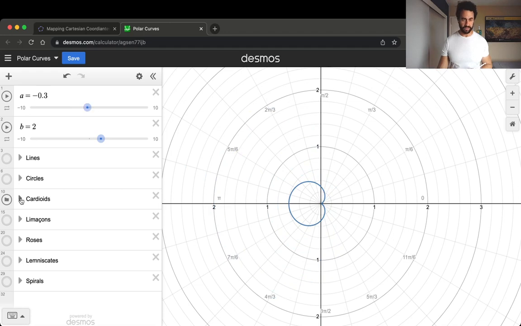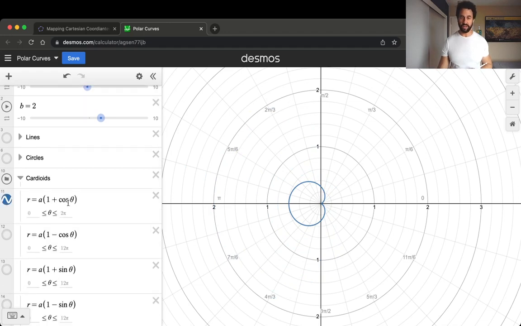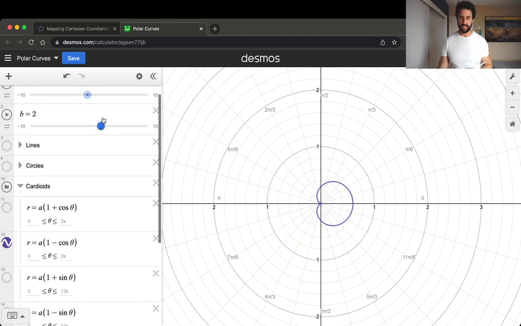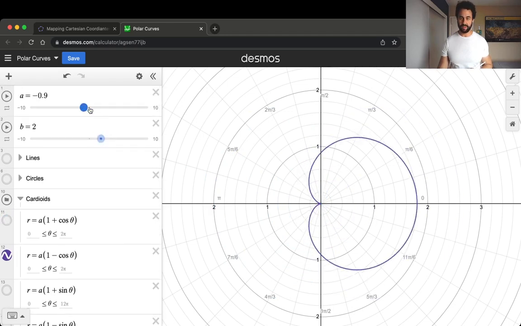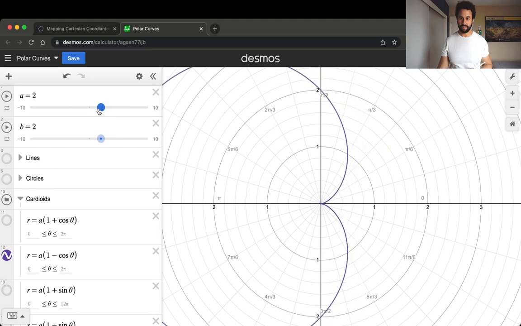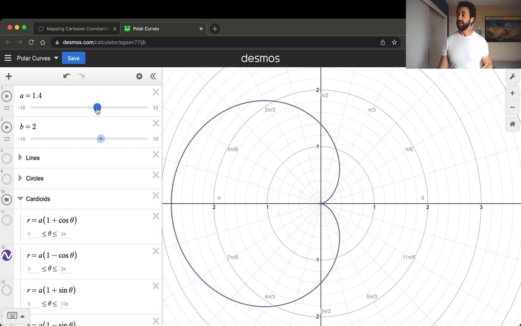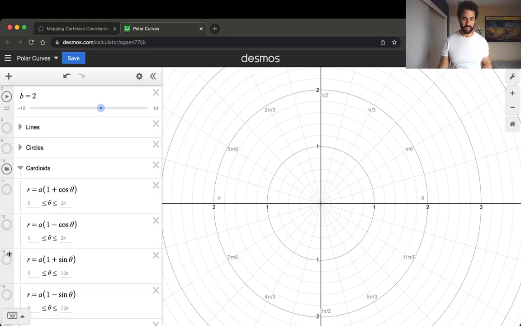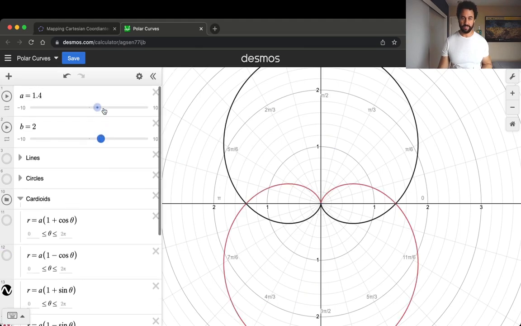Oh, sorry, let me show the formulas. So that was 1 plus cosine theta. If I do 1 minus cosine theta, it's just the other side. There you go. Roughly like that. So again, this is something you can open up and play with on your own, and I encourage you to do so. What about the sine ones? Those ones will be on the top and the bottom. There we go.